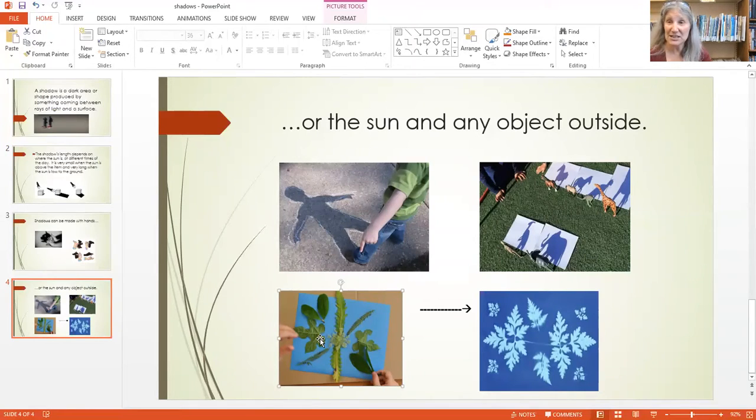Now I know that today's thing was supposed to be Lego shadows. So if you have Legos, and I'm going to show you in a moment, you can put Legos on paper, leave it outside in the sun, and it's going to leave a shadow print. Okay, so this is actually what we're going to do today.